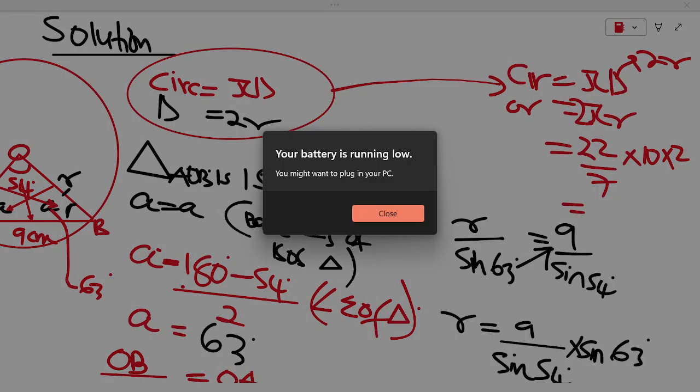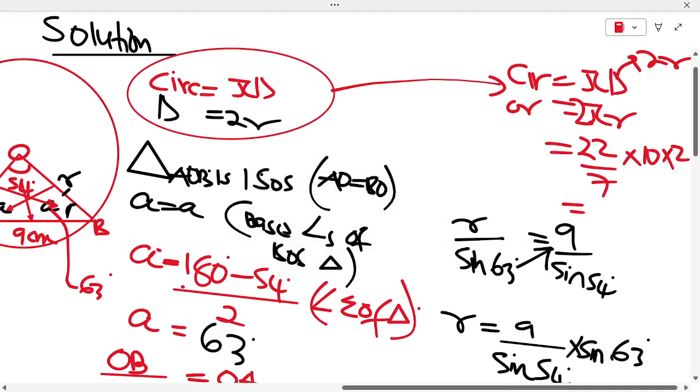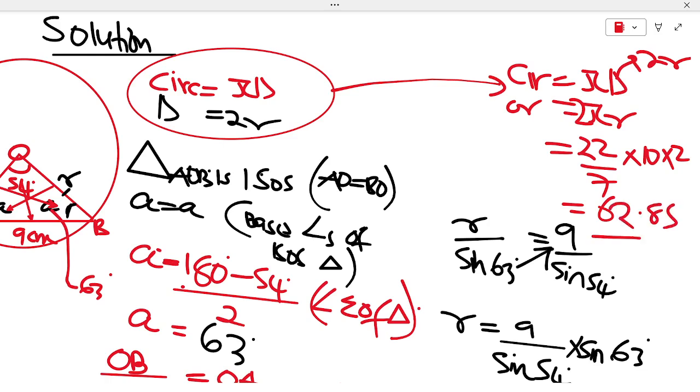So you get the answer. Simple as that. 22 times 10 times 2 divided by 7 is about 62.85. So that's how you can solve it.